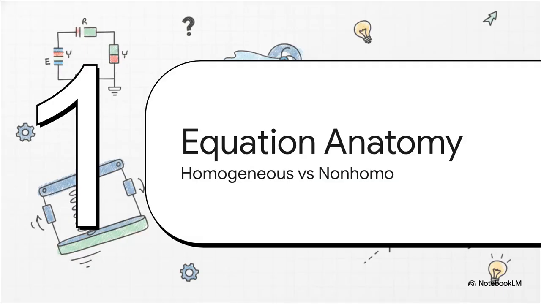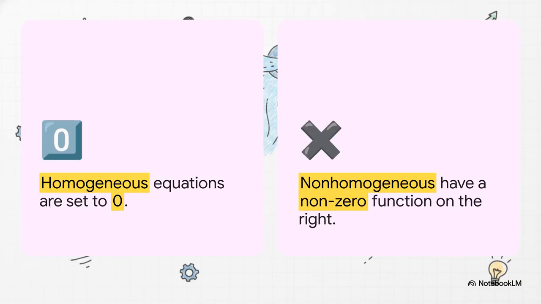Section 2. Equation anatomy. Homogeneous versus non-homogeneous. Okay, so before we can actually solve anything, we have to categorize it. There is one absolutely crucial difference between the two main types of linear equations. Homogeneous equations involve only derivatives of your dependent variable, let's call it y, and terms involving y, and they're set exactly to 0. Non-homogeneous equations have a similar structure, but they include a non-zero function of the independent variable, like x, or maybe a constant, right over on the right side. Spotting this difference early on is essential because it dictates exactly how we're going to solve the whole thing.